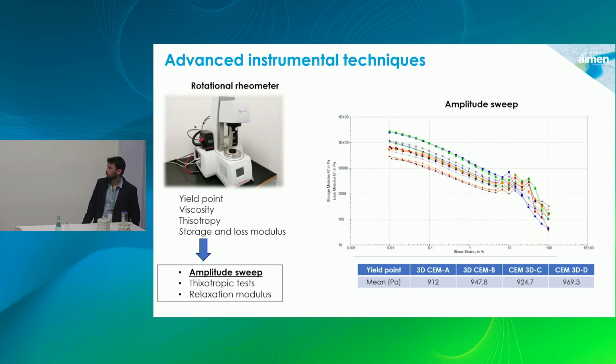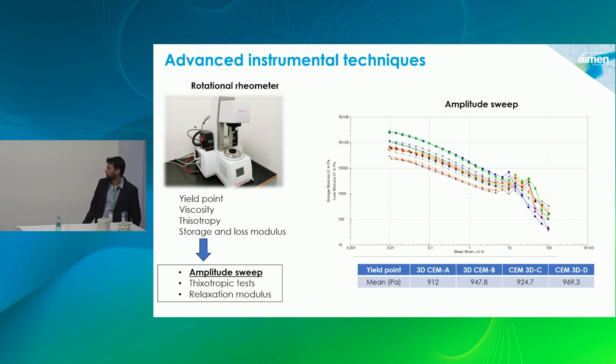And now I'm going to talk about advanced instrumental techniques. In our company, we have a rotational rheometer. This is a very precise and sophisticated piece of equipment. With it, you can measure the yield point, viscosity, thixotropy, which is very important for 3D printing, and the storage and loss modulus. These moduli are related to the solid and the liquid behavior, respectively. Some of the tests that we can carry out with this equipment are amplitude sweep, thixotropic test, and relaxation modulus.